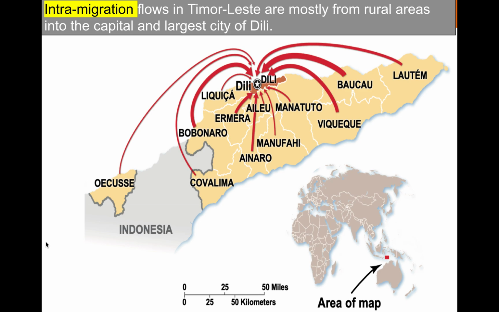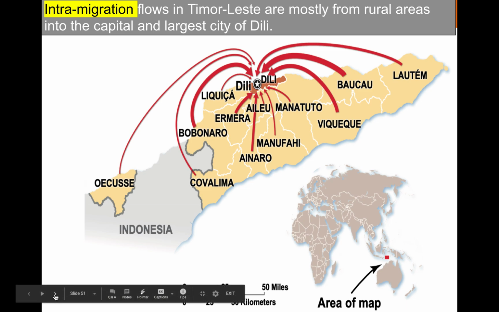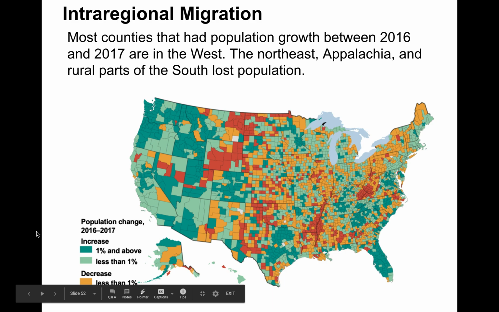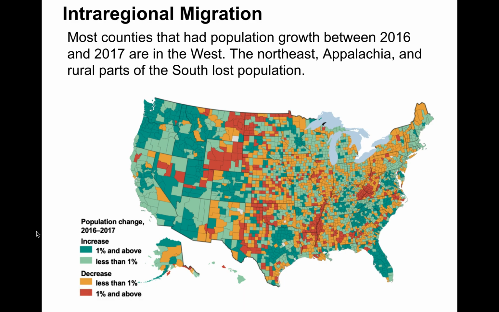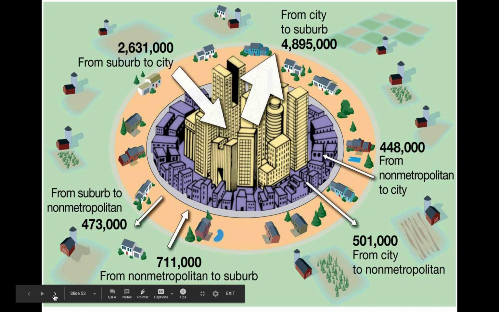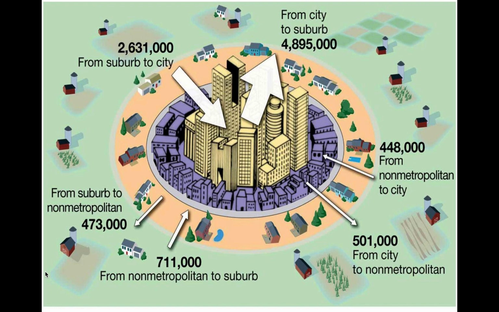Interregional migration in Timor-Leste, in Indonesia, we can see moving to economic activity in the city of Dili. Interregional migration between 2016 and 17: most counties that had population growth in 2016 and 17 are in the west. So we can see the population growth in the western states. And then the northeast, Appalachia, and parts of the South lost population. This shows the intraregional migration from the city to suburbs.